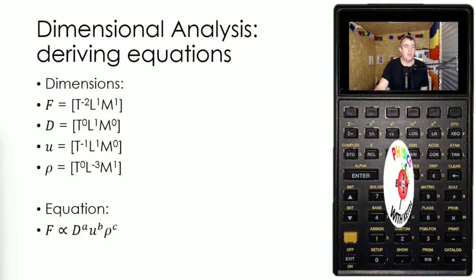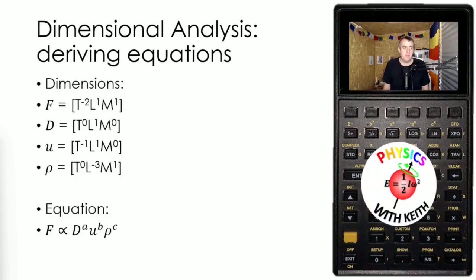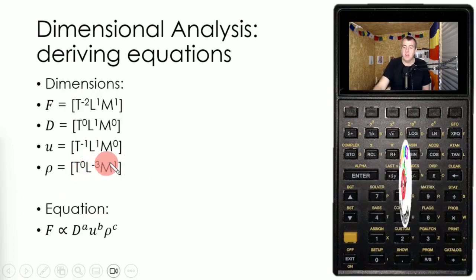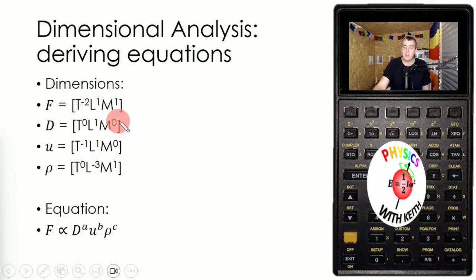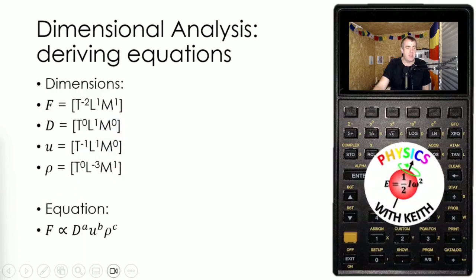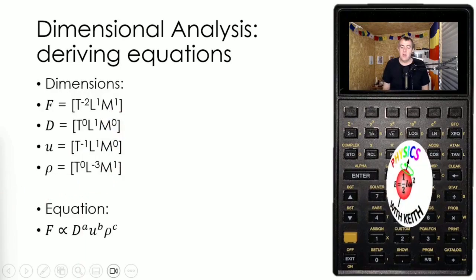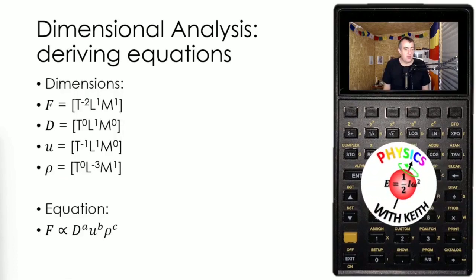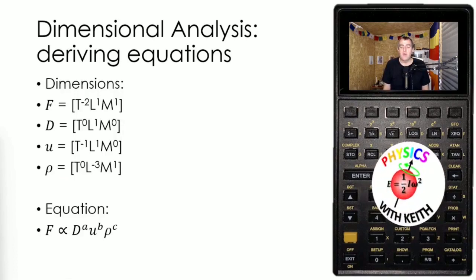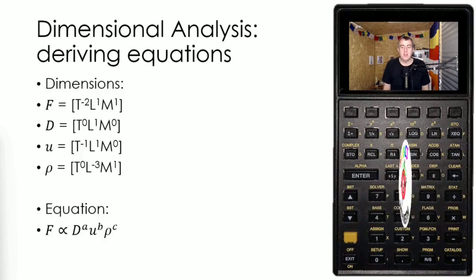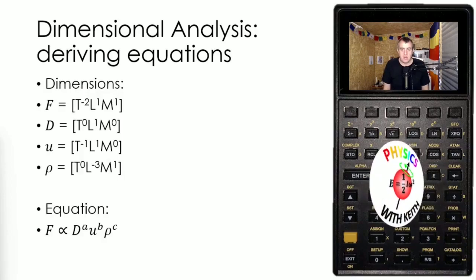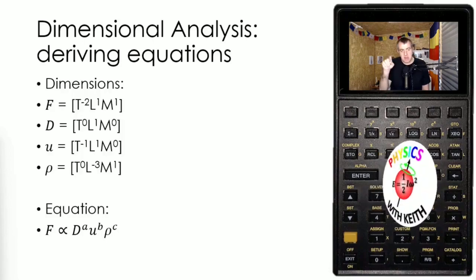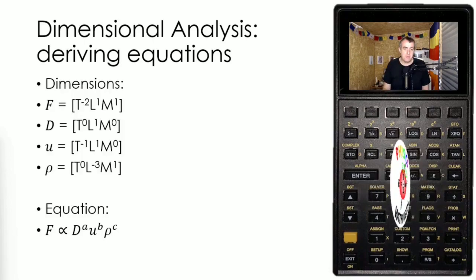Well, the dimensions of all those quantities are there. Density is a mass divided by a volume, so that's expressed here. I've kept the t's here and the m's where there's zeros, because I think that'll make it clearer. And we think the equation, it's not going to quite be an equation because we don't know what the constant of proportionality might be, but we think that force is going to be proportional to something to do with diameter, something to do with velocity, something to do with density. And I've used A, B, C as those powers.